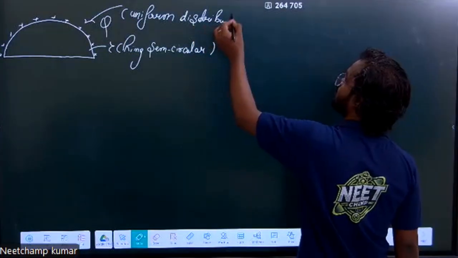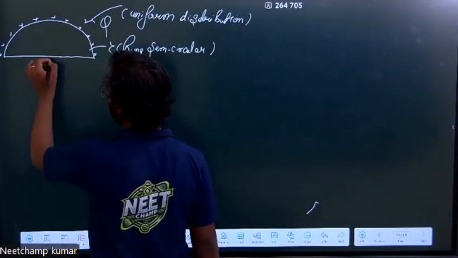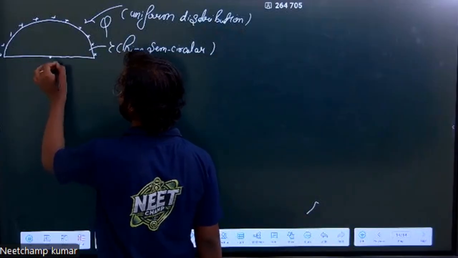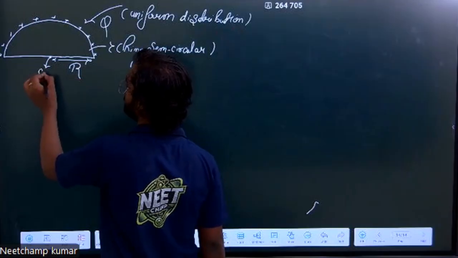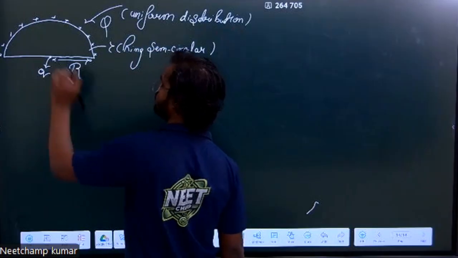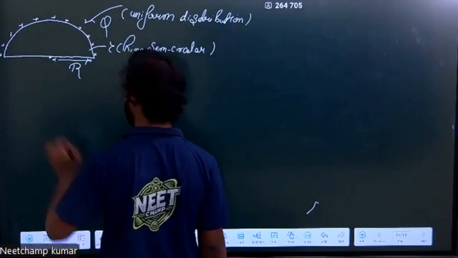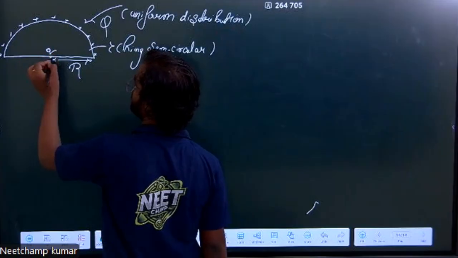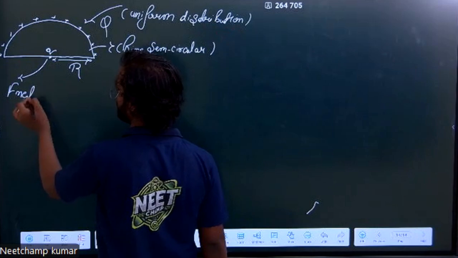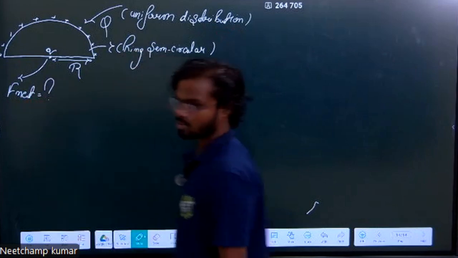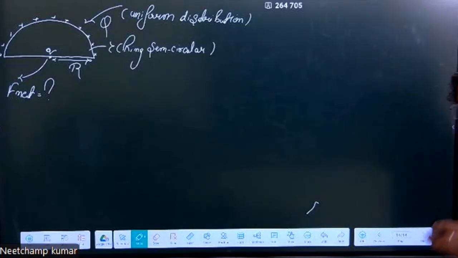Now if it is a uniform distribution and charge q is there, my question is very simple. At the center, this radius is r. Same question, at the center I have kept a charge q. Let me draw it properly, otherwise it will be confusing. So at the center we have a charge q. Now you have to find the net force F. Calculate the F net in the same manner.